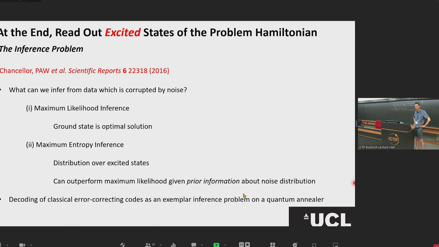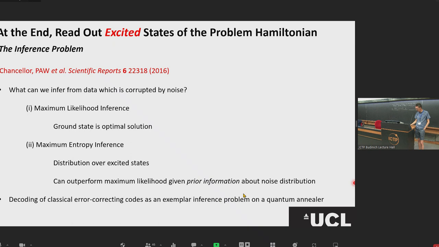There's maximum likelihood inference, and that corresponds to looking at the ground state of the inferred information, and the ground state turns out to be the solution which maximizes the likelihood of getting the correct overall solution. But there's also maximum entropy inference, and in this case you're looking at a distribution over excited states in order to maximize the entropy of the decoded information, and that corresponds to getting the Boltzmann distribution over the excited states. And what we showed is that as long as you have some prior information about the noise distribution that's corrupting your data, in certain instances, maximum entropy inference can outperform maximum likelihood inference. And we published a paper, the citation at the top of the page here in red, where we looked at decoding of classical error-correcting codes as an example of maximum entropy inference on a quantum annealer.